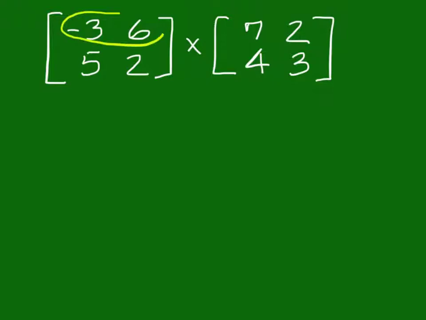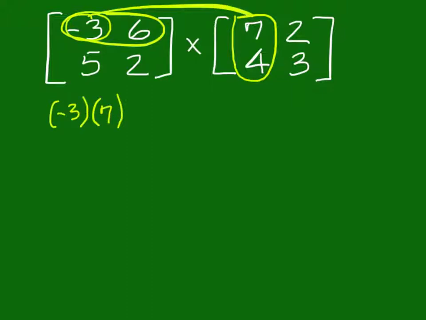What you'll do first is multiply this row by this column. And the way you do that is by multiplying the negative 3 by the 7. Negative 3 times 7. And then add to that 6 times 4. So the first element in that row times the first element in the other column, and then the second elements of each times each other. And you can go ahead and work that out.